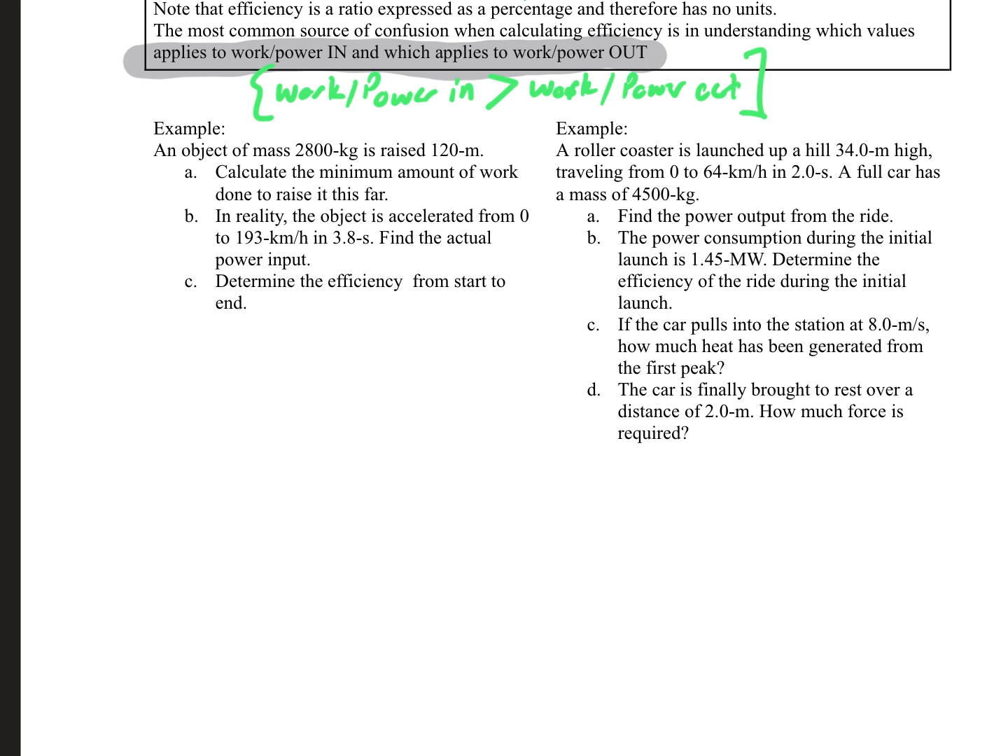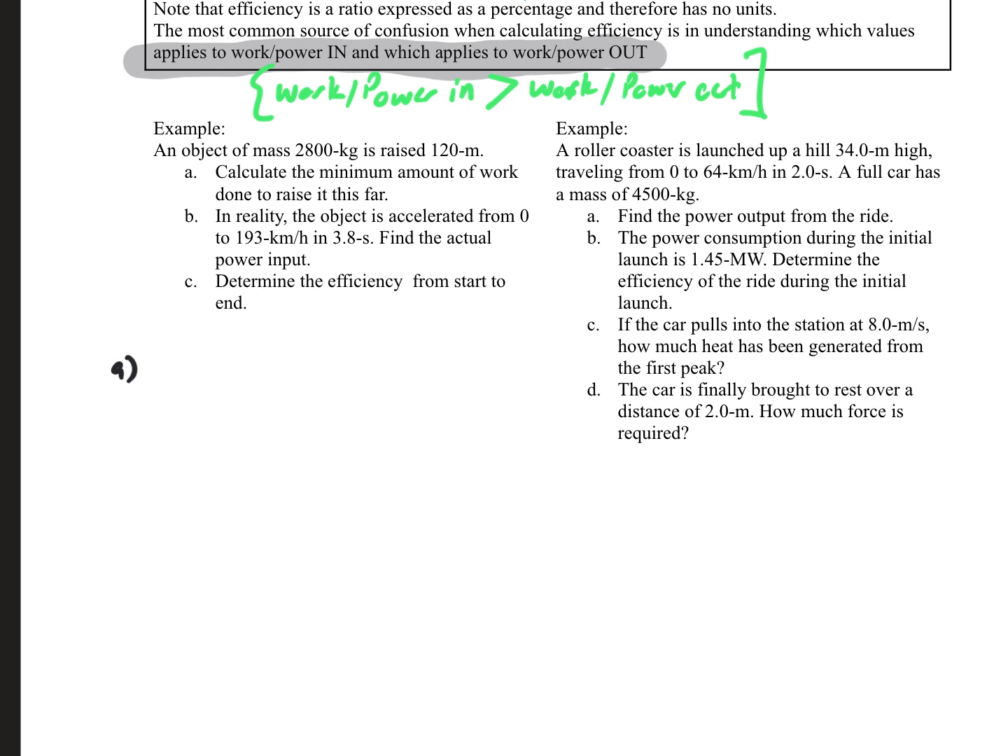So basically, this question was a little bit more elaborate, but I kind of whittled it down to the basics. You have a mass of 2,800 kilograms that is raised 120 meters. The first thing we're going to do is calculate the amount of work done to raise it. And really, it's a theoretical value here. So let's figure out what's going on.